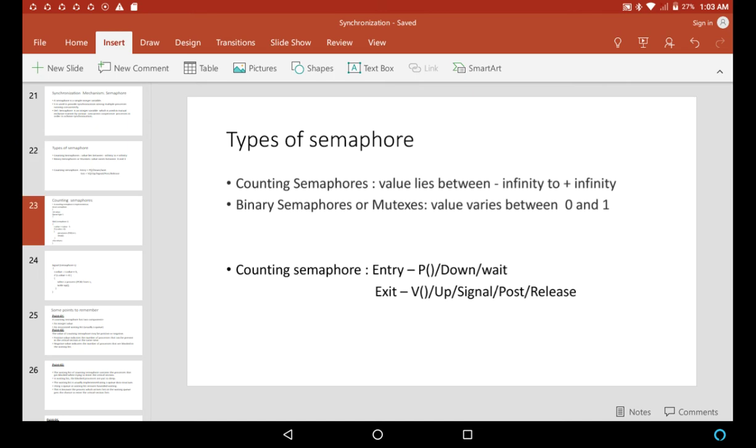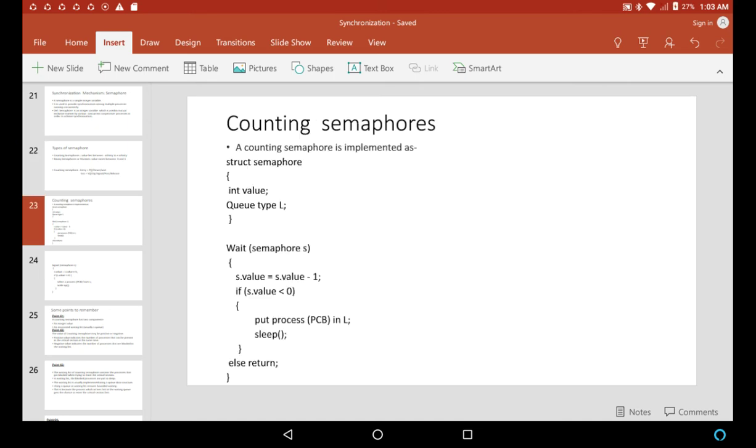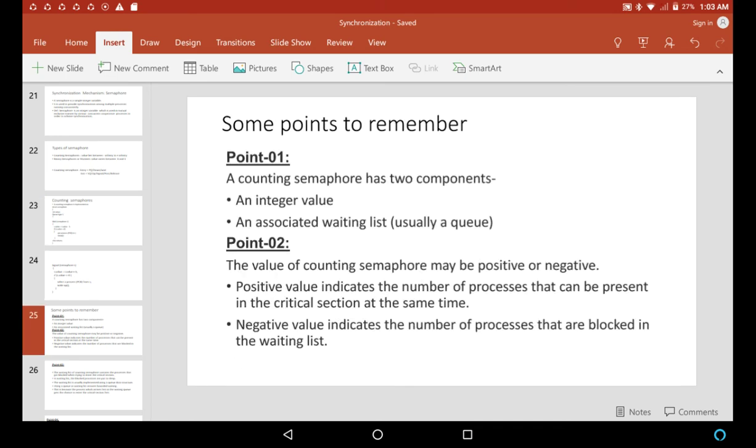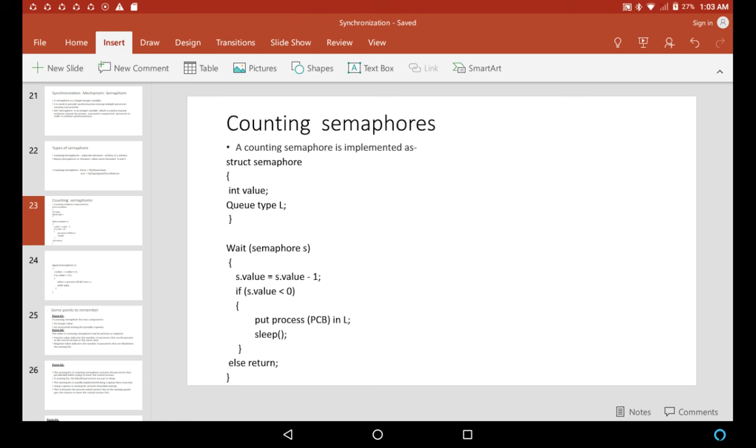Now let us see how counting semaphore gets implemented. Basically, the semaphore is a structure. It has two components, an integer value and an associated waiting list, usually a queue. As you can see, it is a structure semaphore with an int value, and a queue is maintained. Now let us look at the two operations performed here, one at the entry section and another at the exit section.